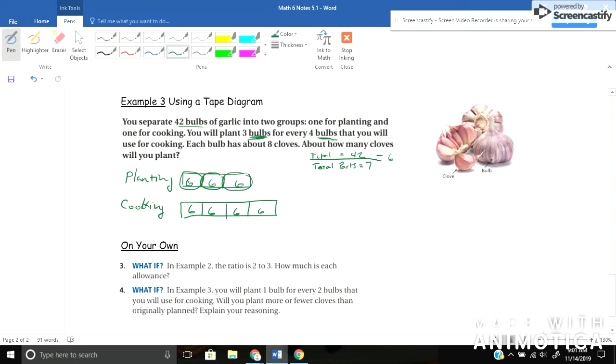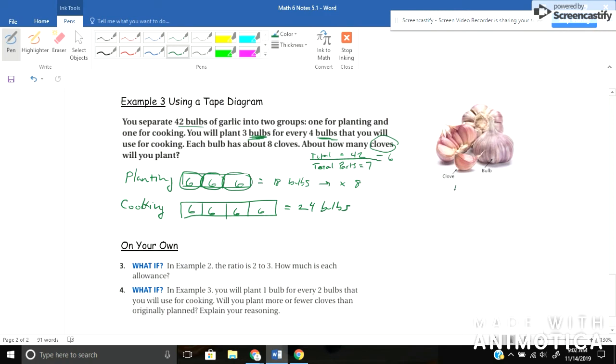Well, for planting, 6 times 3 would give us 18 bulbs that we're going to keep for planting. And for cooking, 6, 12, 18, 24 bulbs for cooking. But the question asks, how many cloves will you plant? Well, if we have 18 bulbs and each bulb has 8 cloves, we need to multiply by 8 to figure out how many cloves we're going to be planting.